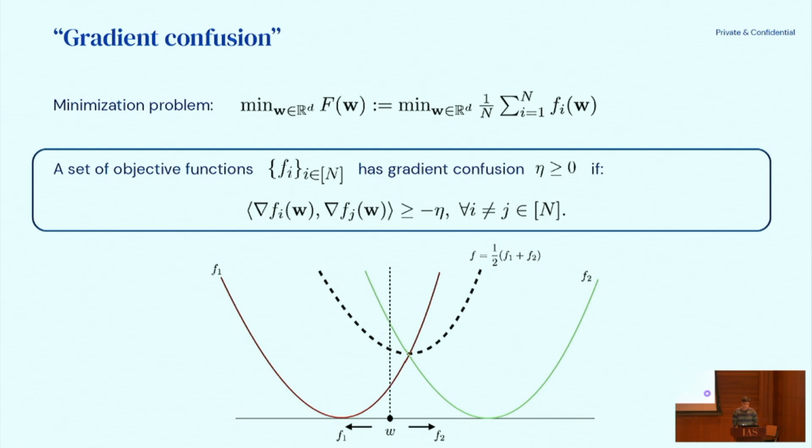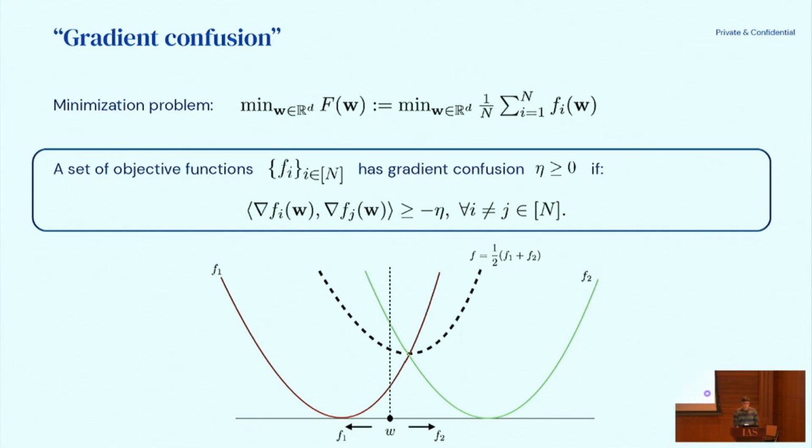So what is gradient confusion? We consider minimization problems where we're minimizing this function f defined over parameters w, where the function is defined as an average of objective functions corresponding to each training sample.